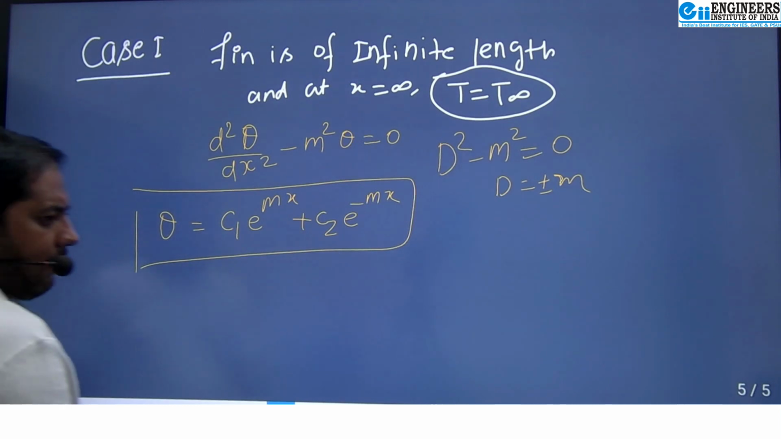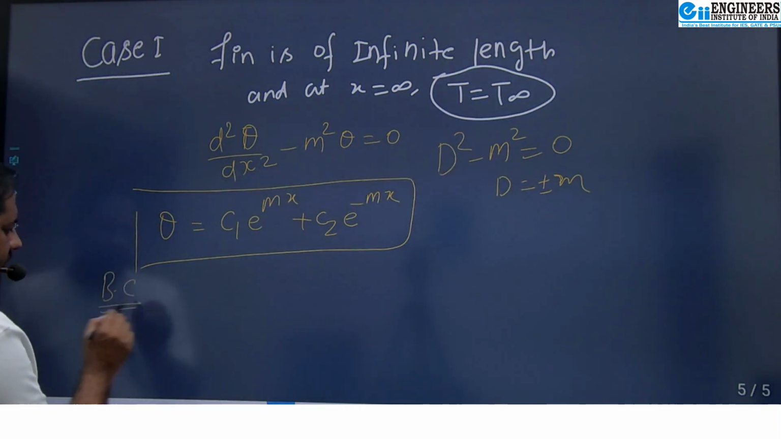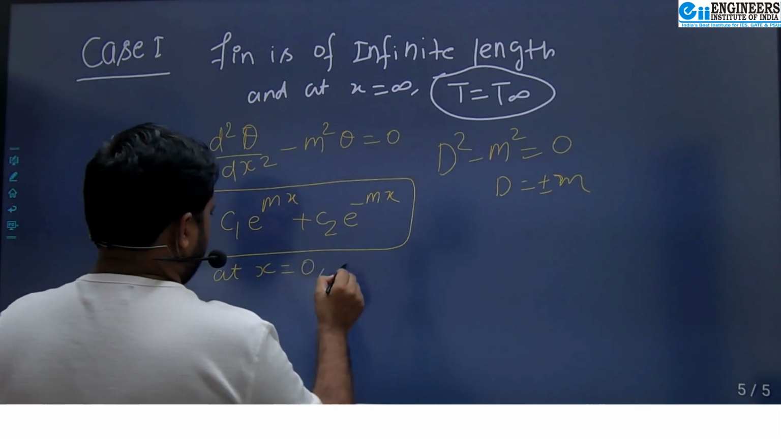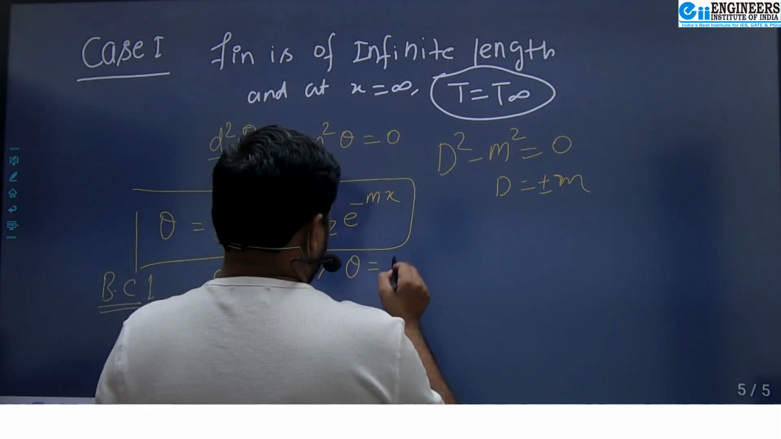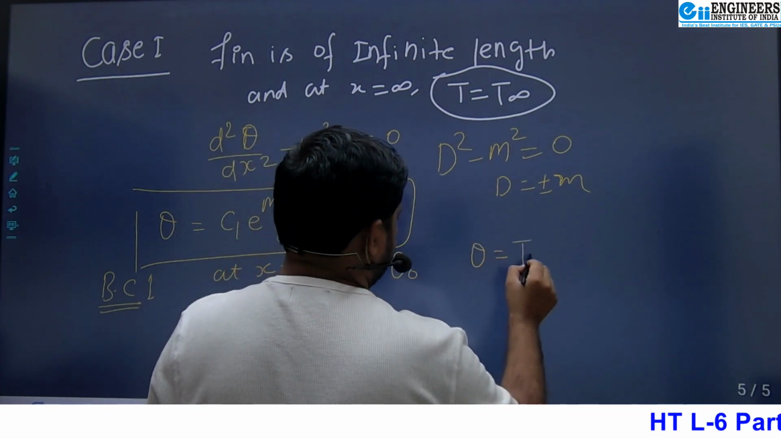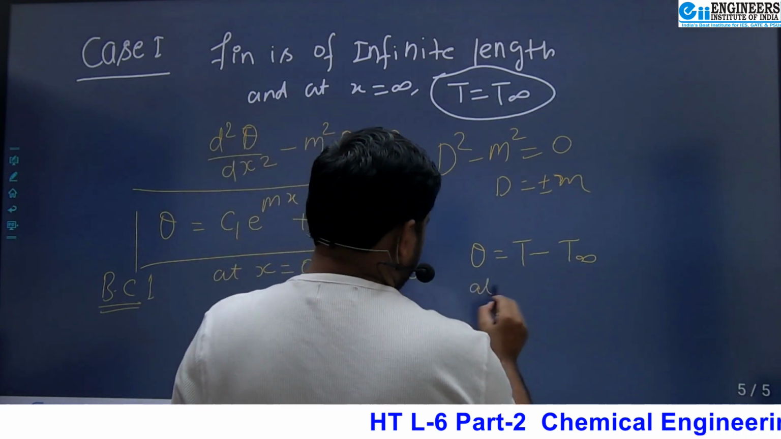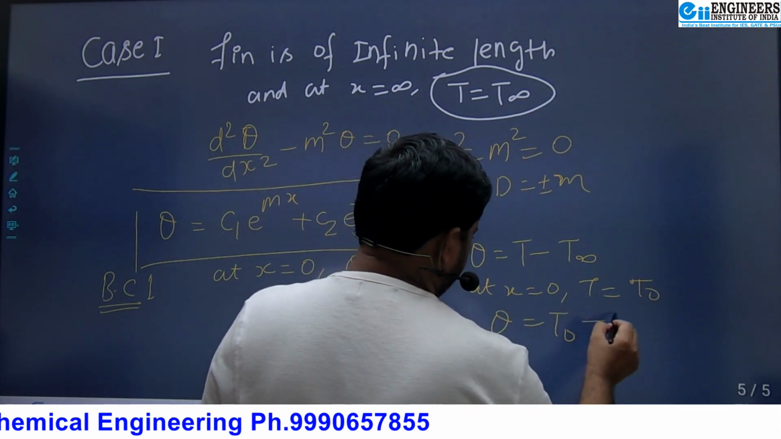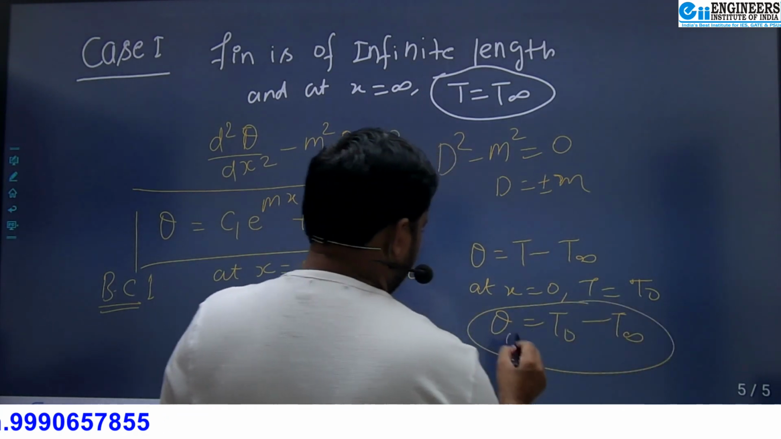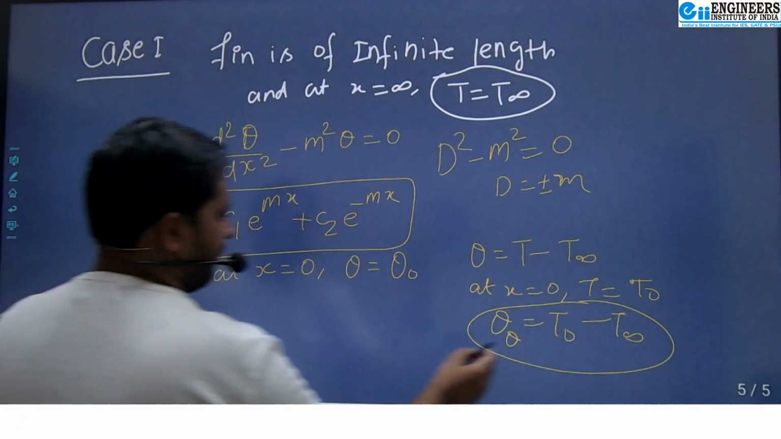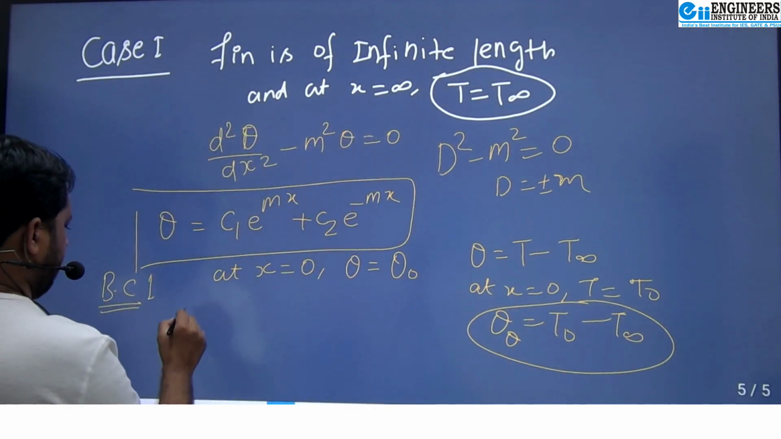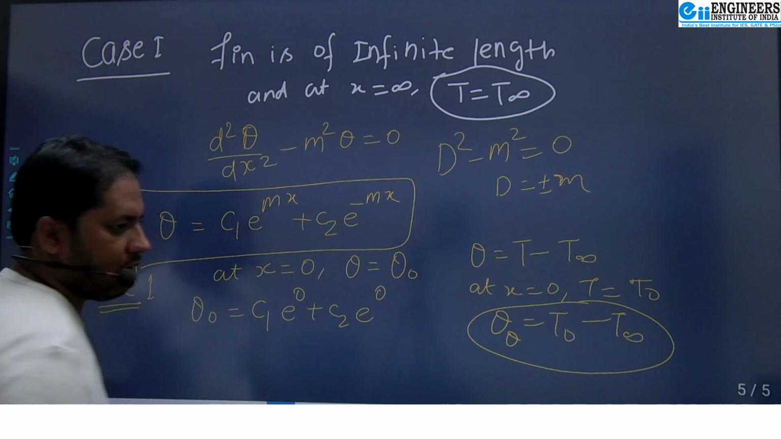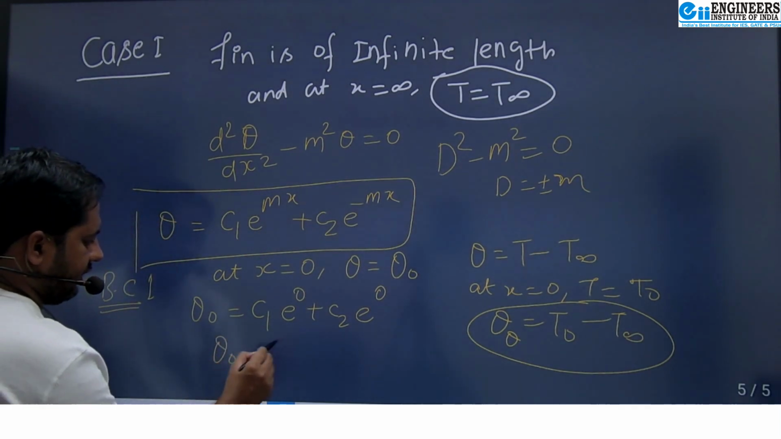Now apply our boundary conditions given initially. Boundary condition 1: at x equal to 0, theta equal to theta naught. Why? Because theta is nothing but T minus T infinity, and at x equal to 0, T is T naught. So theta equals T naught minus T infinity, and this we assume as theta naught. So at x equal to 0, theta naught is C1 e power 0 plus C2 e power 0, or theta naught is nothing but C1 plus C2.